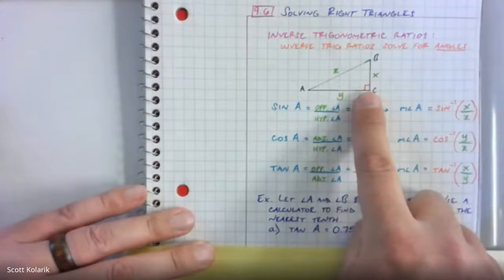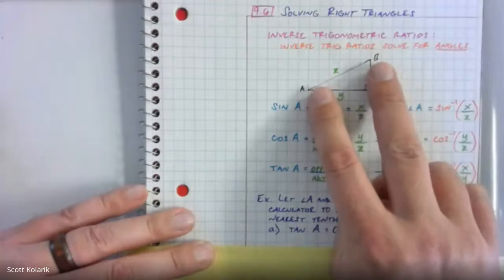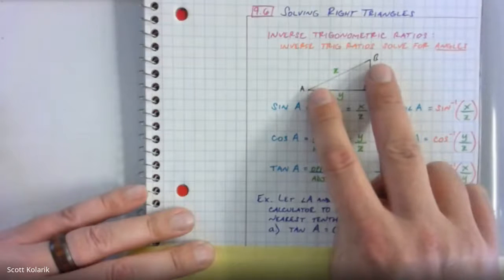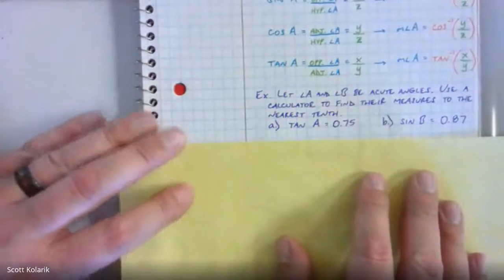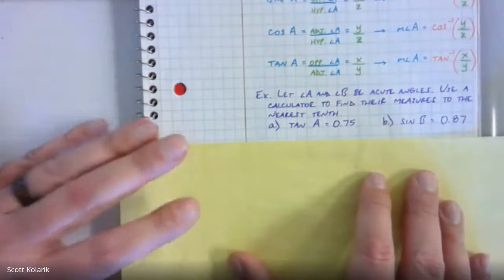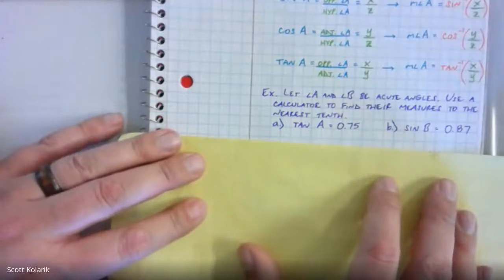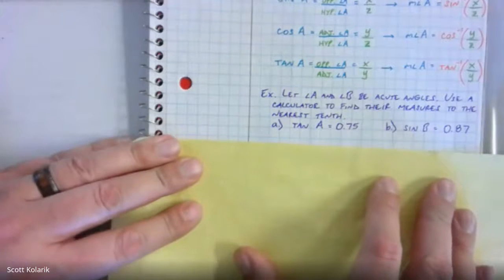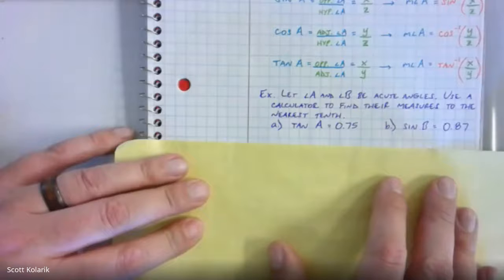So when it talks about acute angles in a right triangle, it's talking about the other two. As I said in the previous lessons, these are the two angles we're going to care about when it comes to trig functions. Sine, cosine, and tangent can only be taken of these two angles. Okay, so that's all it's saying in that first sentence. So let angle A and angle B be acute angles, basically the two angles we can perform a trig function on. Use a calculator, which quite frankly, we're going to be using a calculator for all this stuff, but use a calculator to find their measures to the nearest tenth.